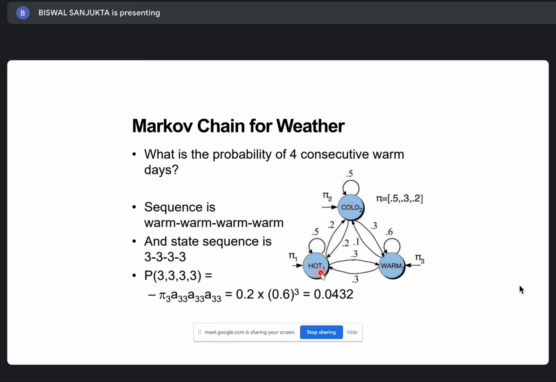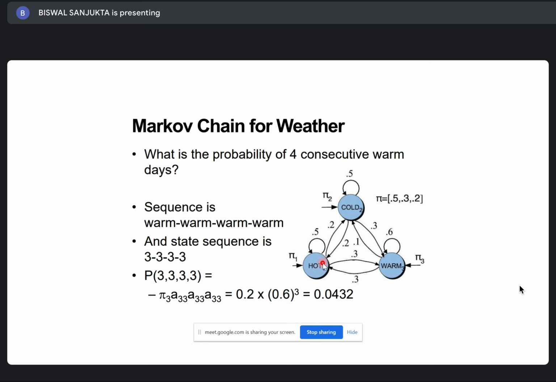What it says, for example, if I take a hot day, 0.5 is the probability that after one hot day, the next day will be hot. Similarly, if the first day is cold, then there is also 0.5 probability that the next day will be cold. So that's why it is a recursive probability kind of thing. If you see, it is initiated from cold, and it ends on cold. Like this for hot and warm.